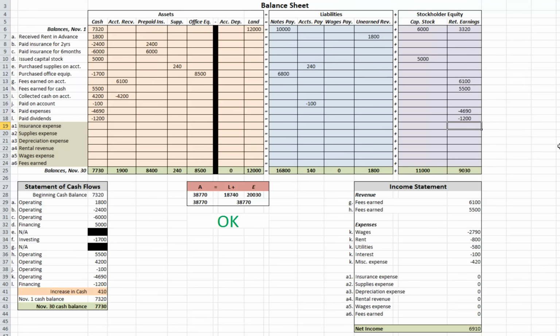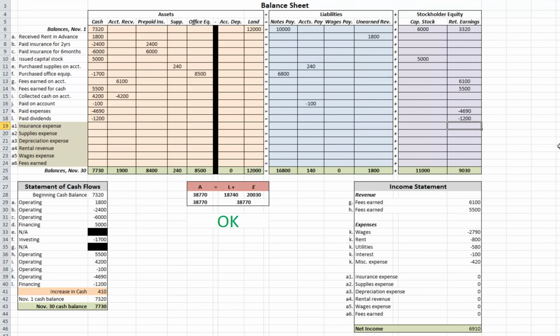Now, as far as retained earnings go, we started with $3,320 at the beginning of the month. We had some revenue from fees earned on account via insurance. We had some fees earned for cash in the office, and we paid some expenses out of our earnings of a little bit under $4,700. Those were our expenses on our income statement. And then we had a cash dividend out to Dr. Landry of $1,200. So at the end, we had retained earnings of $9,030. So once we balance all that out, we're good to go because our assets equal our liabilities plus our equity.